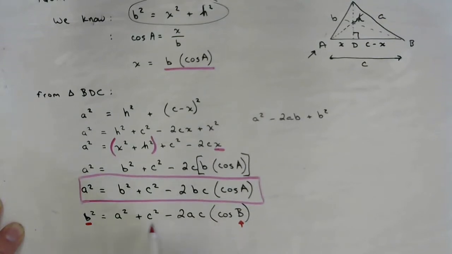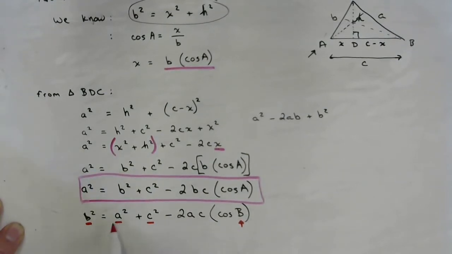Now what else is in here? Well, you have an a squared plus c squared minus 2ac. This is just the other two sides of the triangle. And question, does it matter what order I put them in?